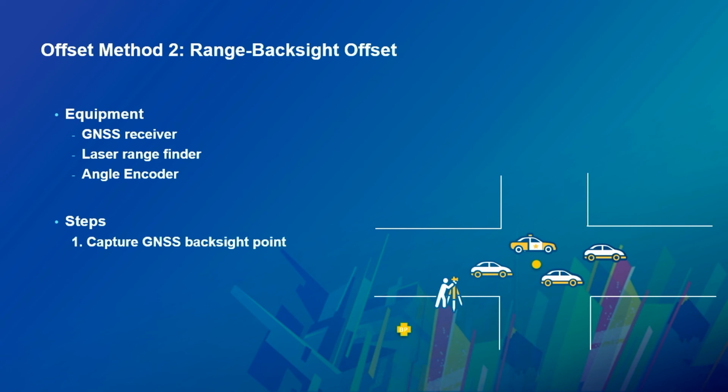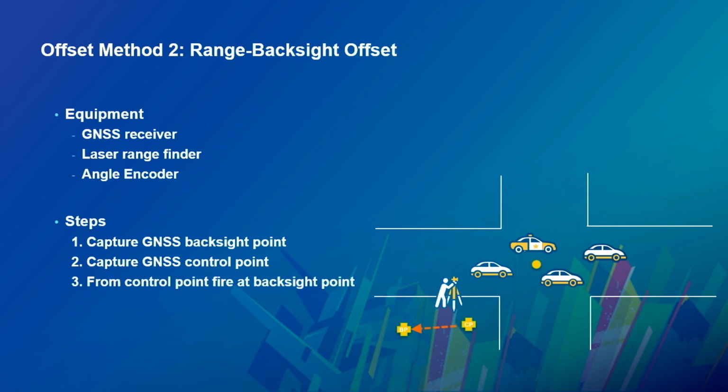The first thing with the range backsite method is you capture the backsite. Bear in mind that you want to make sure the backsite and eventually the control point have visibility to whatever you're shooting. So you don't want to do it around buildings where you can't see and clearly fire what you need to fire. So capture the GNSS backsite point, then pick up the device, move it over to the control point, and capture the control point. Then from the control point, you turn the rangefinder back to the backsite and fire the backsite, and then you go to the target. Now you've set your 0 at the backsite, and you can get the correct azimuth as you go to the point.